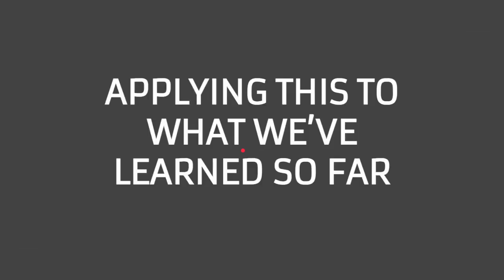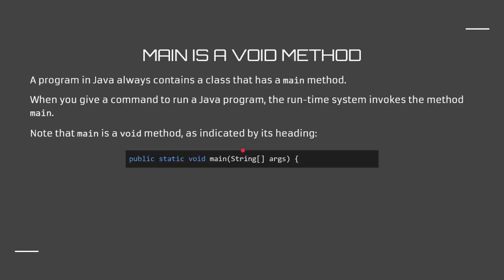Applying what we've learned so far. Main is a void method. A program in Java always contains a class that has a main method, as we have discussed. So when you give a command to run a Java program, the runtime system invokes the main method. Note that main is a void method, as indicated by its heading, public static void main.